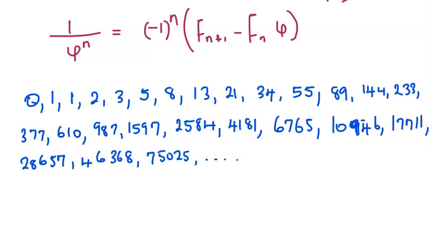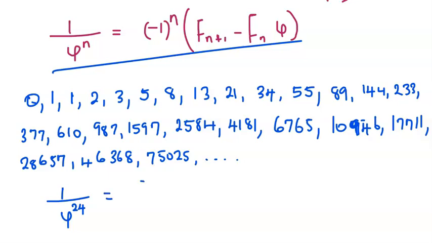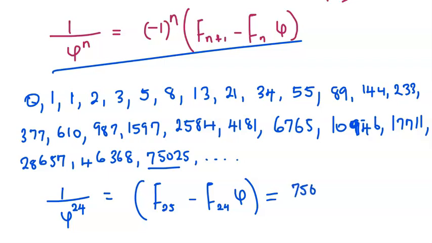So now, using the above formula, 1 over the golden ratio to the power of 24, which we're asked to evaluate, is going to be equal to f of 24 plus 1, which is 25, minus f of 24 times the golden ratio. So you can see the reason why I listed about 25 of these numbers. If you check properly, f of 25 is exactly this one right over here. So that is 75025 minus f of 24.